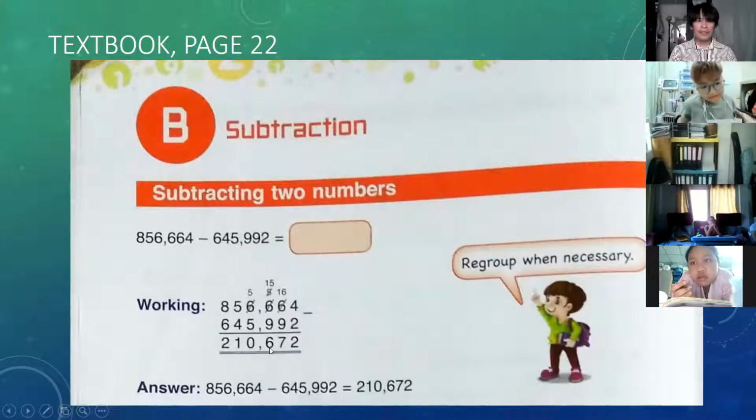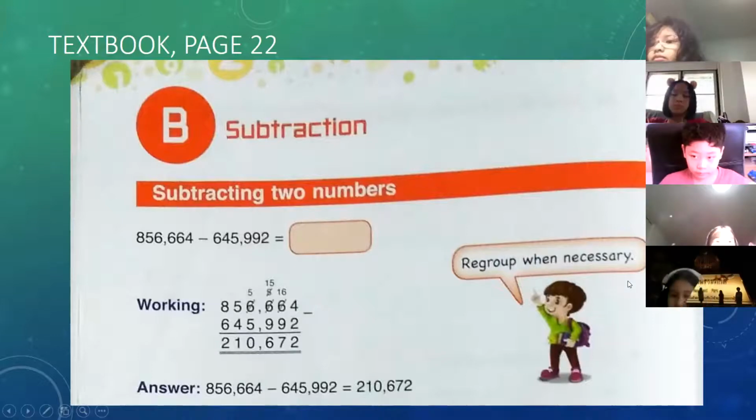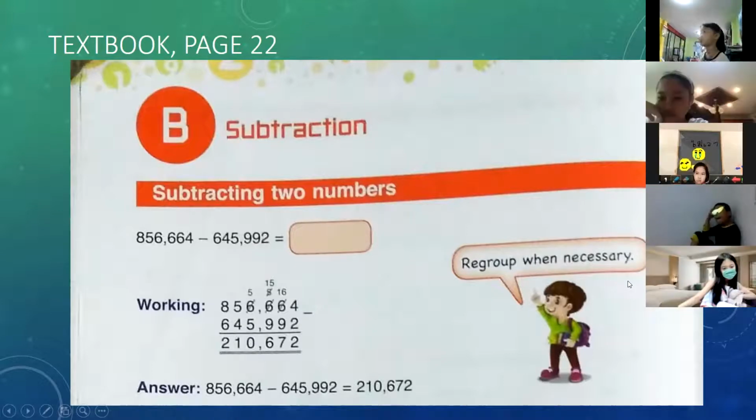15 minus 6 is equal to 6. 5 minus 5 is equal to 0. 5 minus 4 is equal to 1. 8 minus 6 is equal to 2. Answer: 856,664 minus 645,992 is equal to 210,672. Do you have any question? Okay, who wants to have a question?